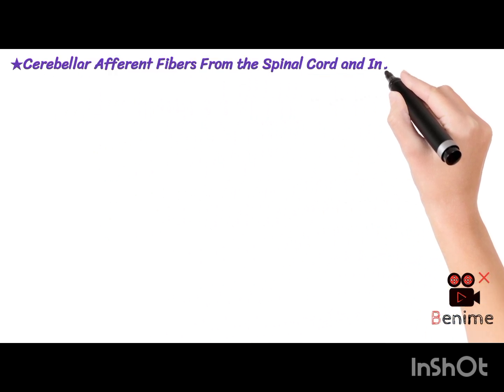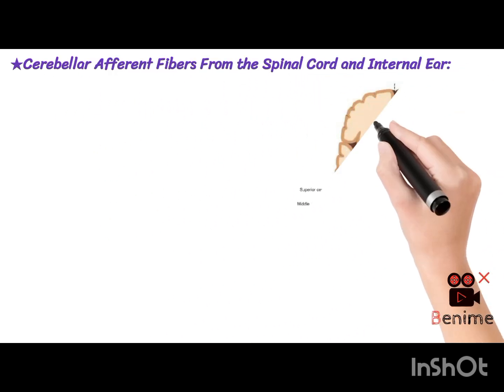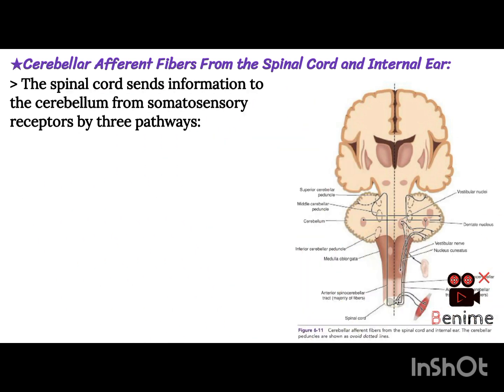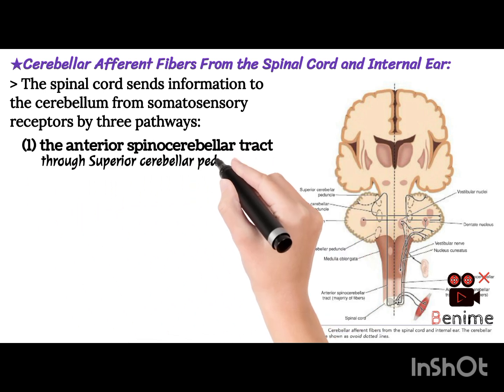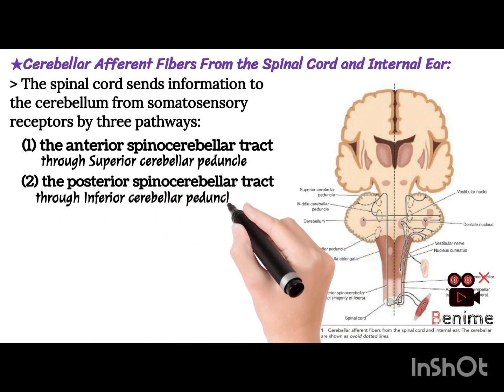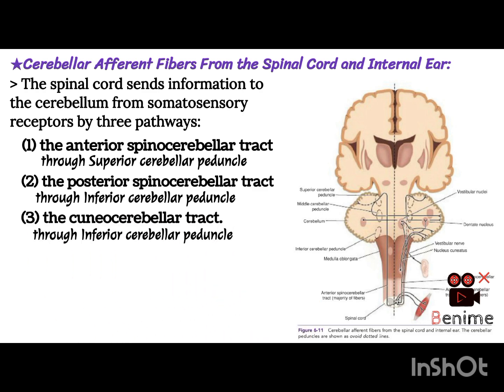Now, cerebellar afferent fibers from the spinal cord and internal ear. The spinal cord sends information to the cerebellum from somatosensory receptors by three pathways. Number one, the anterior spinocerebellar tract through the superior cerebellar peduncle. Number two, the posterior spinocerebellar tract through the inferior cerebellar peduncle. Number three, the cuneocerebellar tract through the inferior cerebellar peduncle.